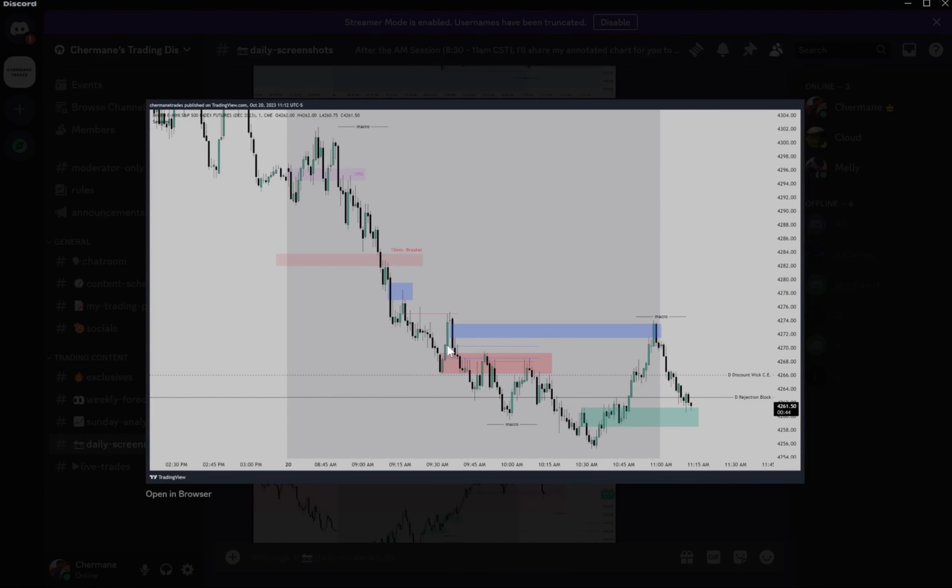Okay, so breakers are basically when you have, like, right here, a high, a low, and a higher high. When we come through this last down close candle, that's your breaker. Okay, so a breaker is in between two highs or two lows.